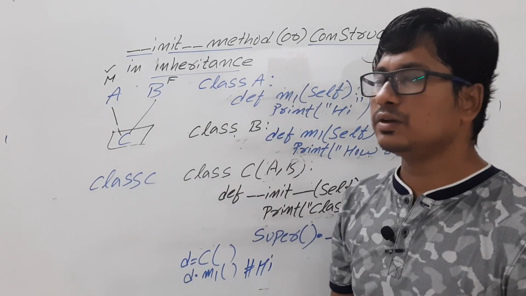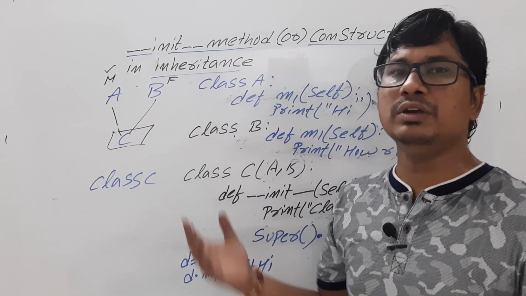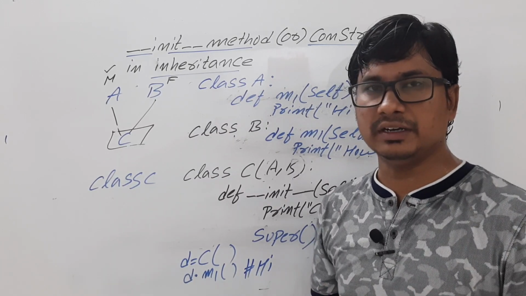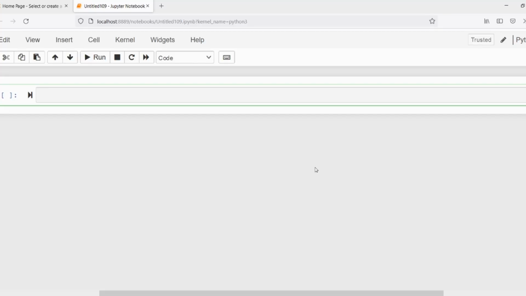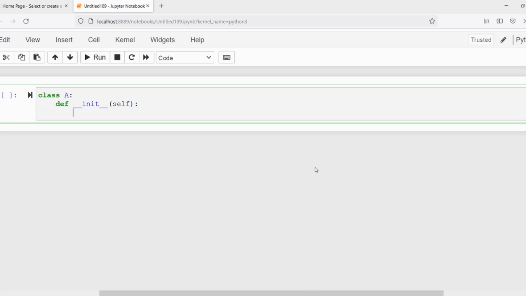So with this one, you have understood what is an init method, what is the purpose of init method, and how it will work in single level inheritance, multi-level inheritance, and multiple inheritance. Let me discuss these concepts in Jupyter Notebook for better understanding. Let me create a class A. It has the init method. So def underscore underscore init underscore underscore. That method should take one parameter, which is self. So here I am writing print class A.